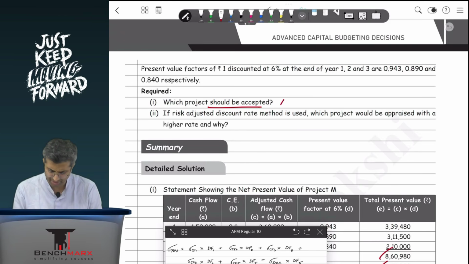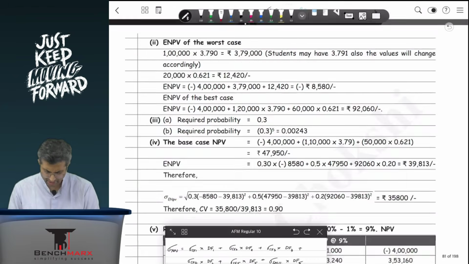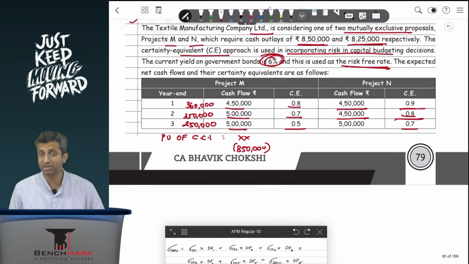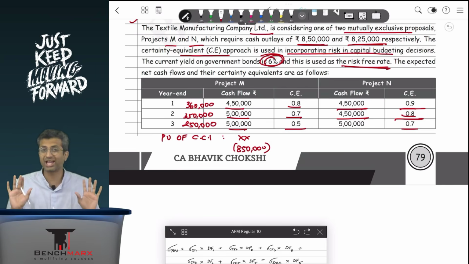Which project should be accepted? N. If the risk adjusted discounted method is used, then which project will be appraised by a higher rate? Now this is interesting. If the risk adjusted discounted is used, which means higher the risk, higher will be the discounted, lower the risk, lower will be the discounted. Typically, you do that by calculating the coefficient of variation or standard deviation, which is probably not possible over here, because within year 1, I don't know what are the possibilities. Within year 2, I don't know.